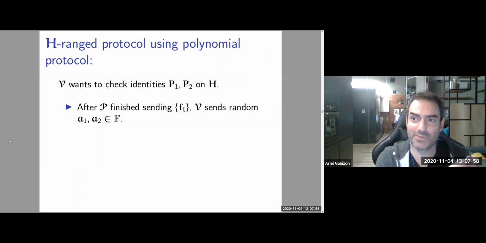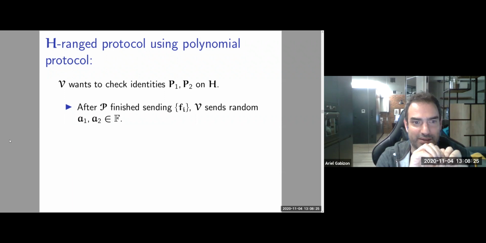A nice thing is that we can move from one to the other pretty easily. And this will be a good exercise to see we understand the terminology. So suppose I want to simulate an H-range protocol using a polynomial protocol. So how does it work? Well, suppose in the H-range protocol, I'm checking two identities.